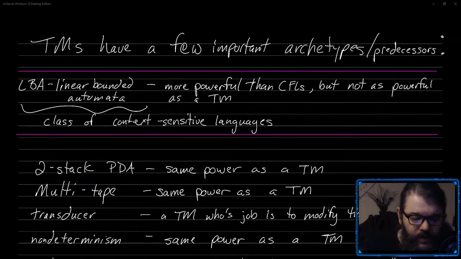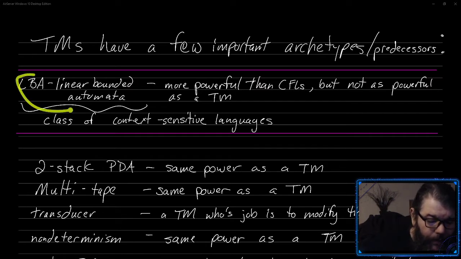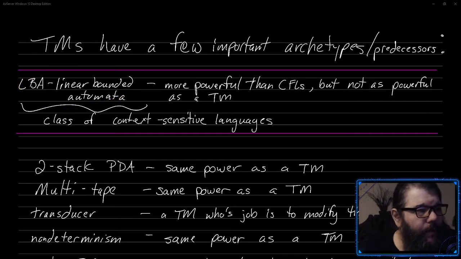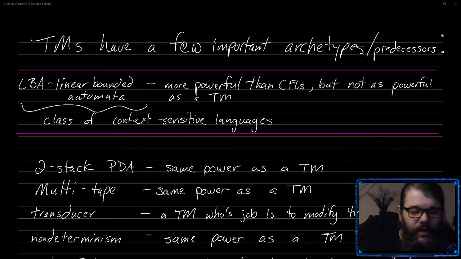All right, so to start, Turing machines have a few predecessors or archetypes in a sense. One of them is this linear bounded automata. What's different about the LBA than the PDA or the Turing machine is that it can't write beyond its input tape. So think of it like a Turing machine that has a tape with the input written on it, but it's not allowed to use infinite memory. It has this linear bounded memory. It can only go as far as its input.